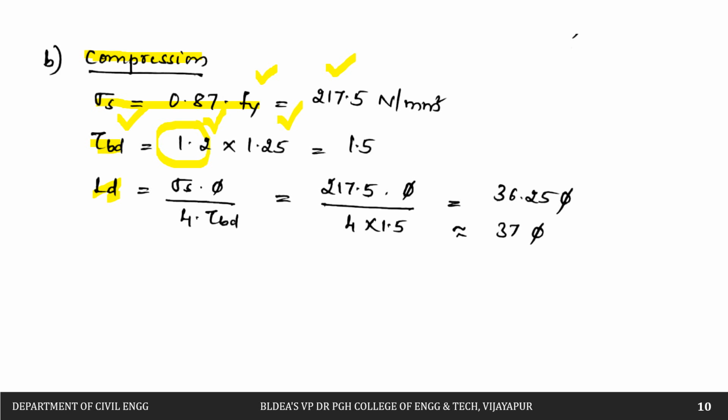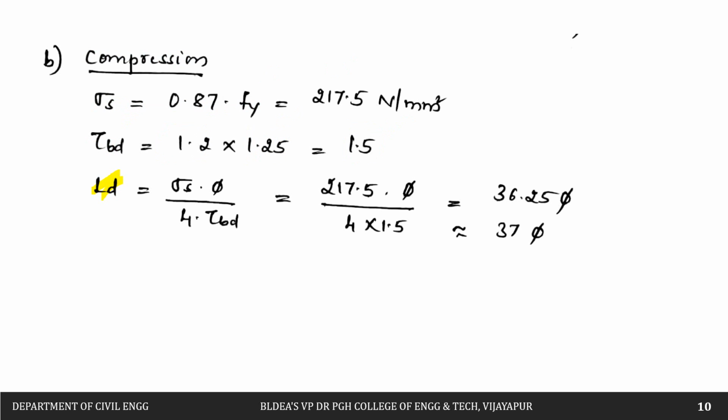That means if you multiply it by 1, it is nothing but the 100% that we have. So we are multiplying it by 1.25. 0.25 is nothing but 25% extra. So 1.2 multiplied by 1.25, we are going to get 1.5. So this is nothing but bar in compression.